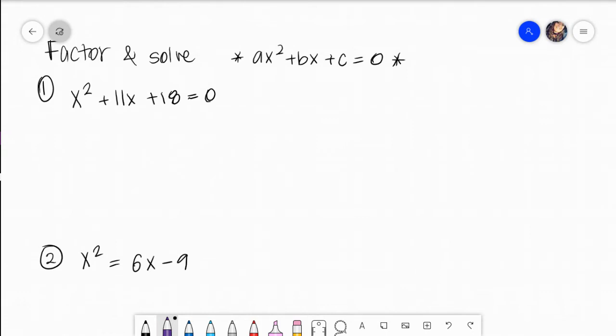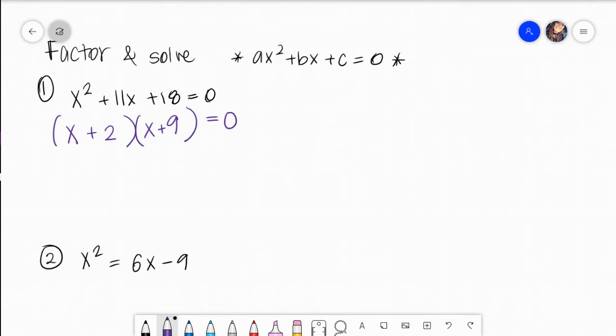I know that because it's x squared, I'm going to have 2 factors. And in the problem, it is set equal to 0. Using the shortcut method, I know that the first spot in each parenthesis needs to be x, because if I went back and did FOIL, I would get x squared, correct? Right here, I need to have 2 numbers that multiply to 18 and add to 11. I know 2 and 9 multiply to 18 and add to 11. So they're both positive.